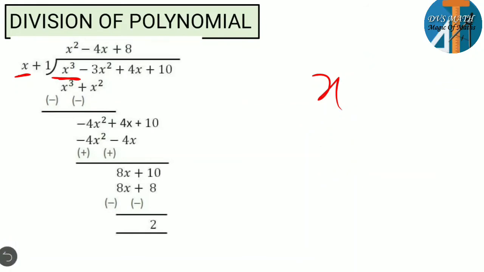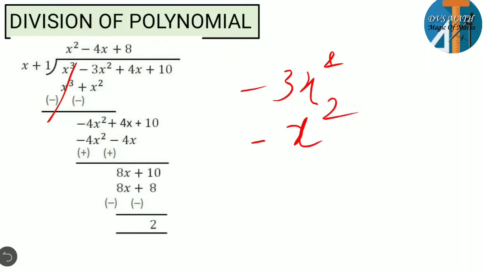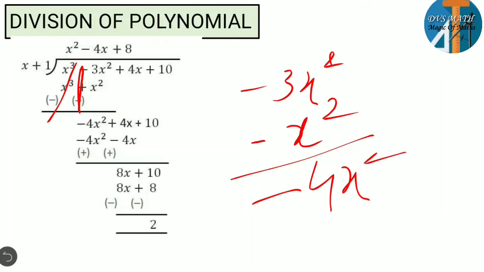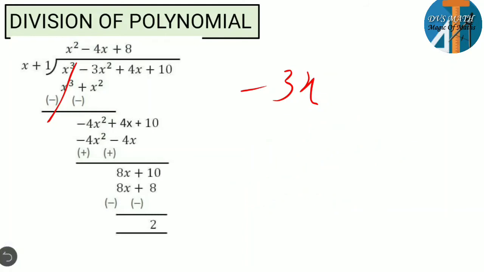Cancelling it. Here if we cancel, plus x cube minus x cube cancel. Here minus 3x square minus x square. You can observe we have changed to minus in both the cases. So minus 3x square minus x square, minus minus you are adding here, minus 4x square. So minus 4x square. Remaining you take as it is, plus 4x plus 10.